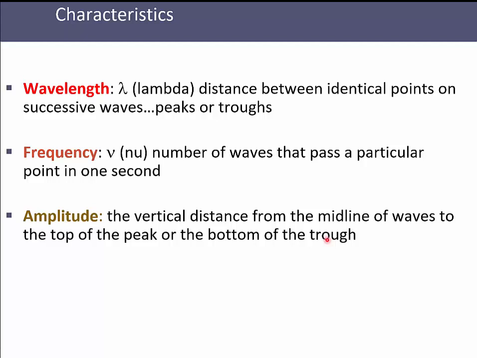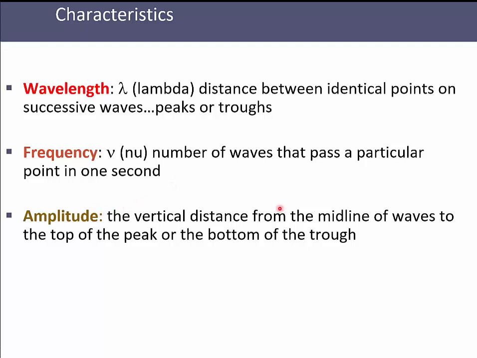Mysterious stuff. All waves have a couple of characteristics. They are wavelength, frequency, and amplitude. Wavelength, which we give the symbol lambda, is the distance between identical points on successive waves, either peaks or troughs. Frequency, we give the symbol nu. It looks like a V, but this is the Greek letter nu. It's the number of waves that pass a particular point in 1 second. And then last, we've got amplitude.